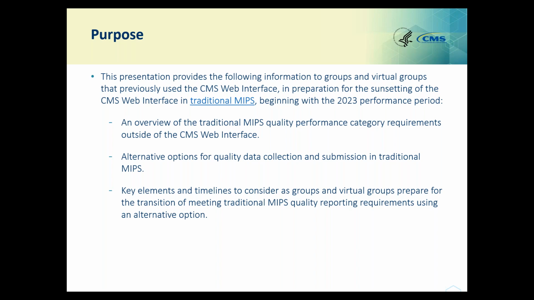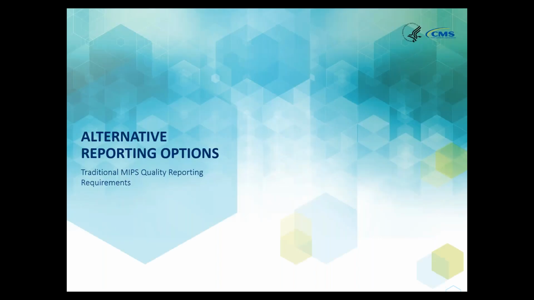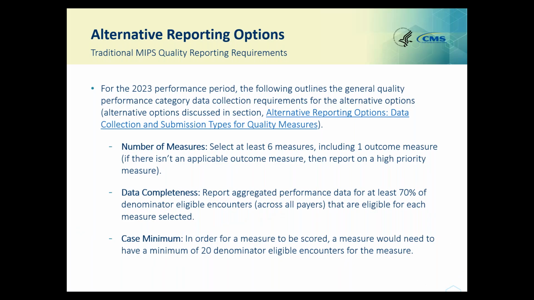For the next few slides, I will discuss the reporting requirements and then provide an overview of the alternative reporting options for the quality performance category under traditional MIPS. For the 2023 performance period, the following outlines the general quality performance category requirements for alternative options.